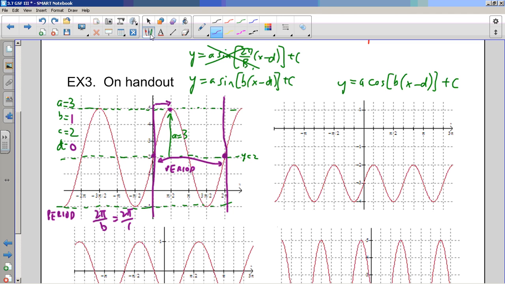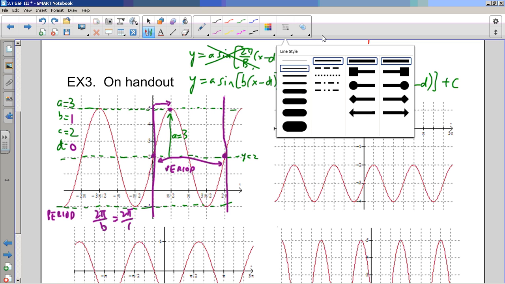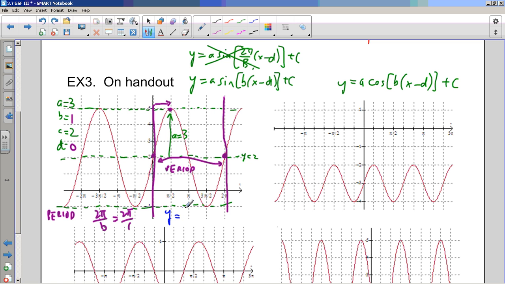Putting this all together, a sine function would be, get this color correct here, here we go, y equals 3 sine, and 1, so I don't have to write in a B at all, then x minus 0, no phase shift, and plus 2. Done. Notice I could write a cos function, and I said a cos function would have a phase shift of pi over 2, right. So I could have a cos function.